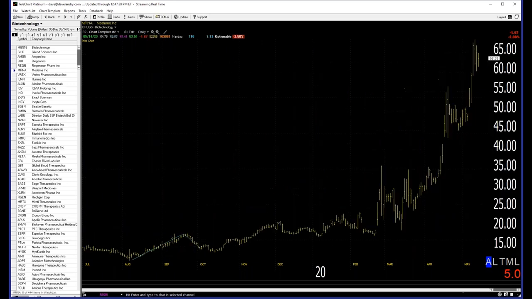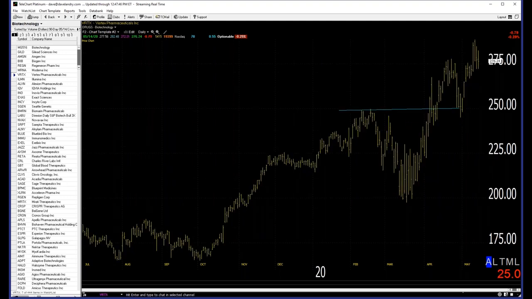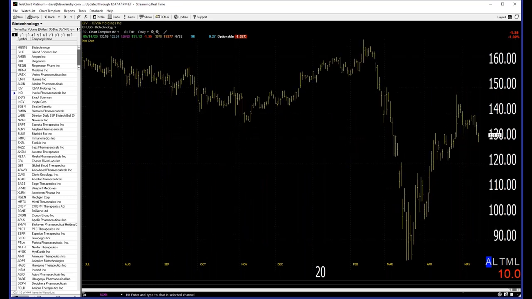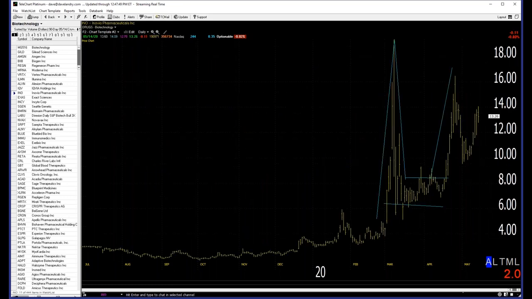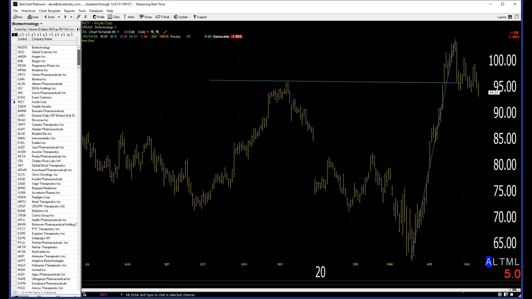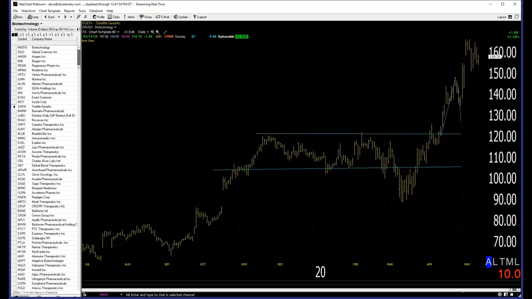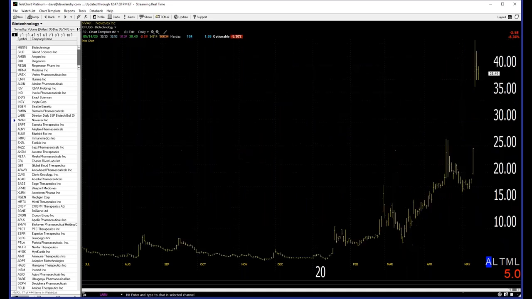But if we dig down in here, you could see mRNA. Look at the momentum there. Okay, that's pretty impressive momentum. VRTX, that's decent momentum. And a lot of them aren't doing fantastic, but quite a few of them have taken off nicely. This SGEN, that's on my momentum list. Most of these are all the ones that you see that are going straight up on my momentum list.